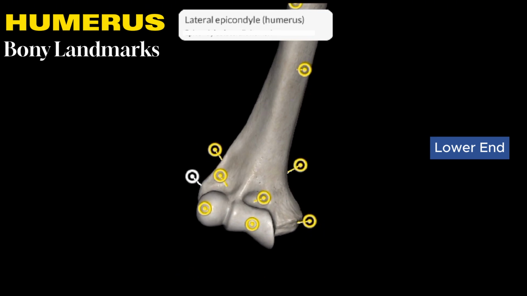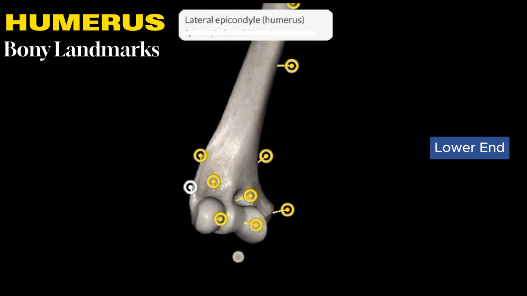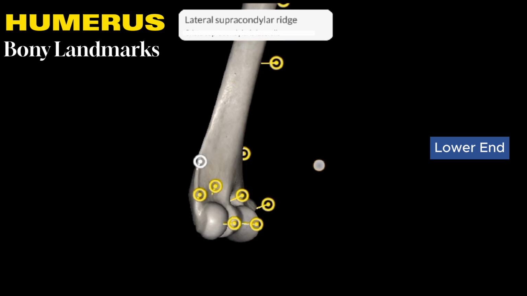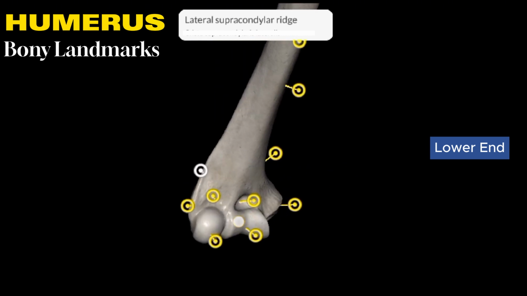This is lateral epicondyle. It is on the lateral side and is smaller than medial epicondyle. This prominent margin is lateral supracondylar ridge.